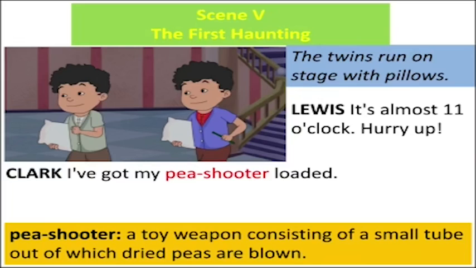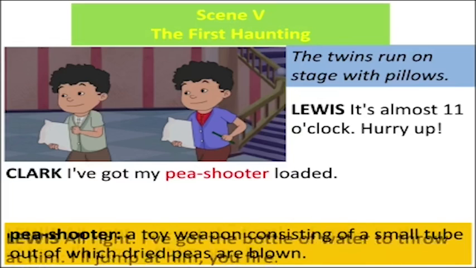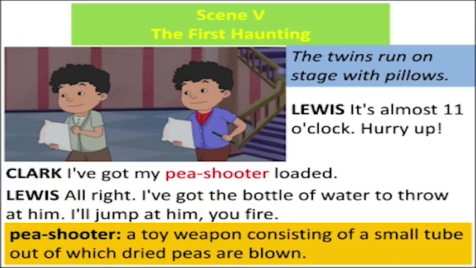So they have planned well to catch the ghost Sir Simon that night. Lois says, "All right, I have got the bottle of water to throw at him. I'll jump at him, you fire." So this was the plan. They decided to catch the ghost Sir Simon that night.